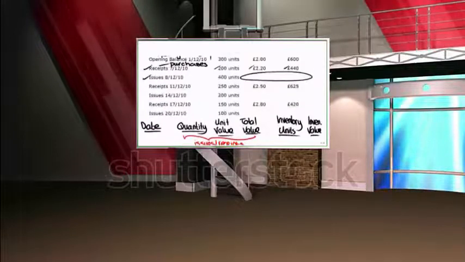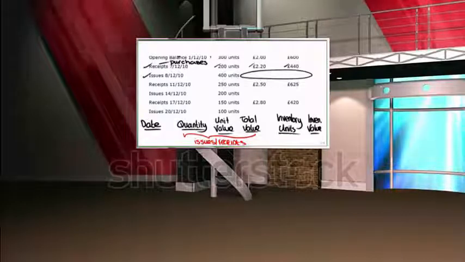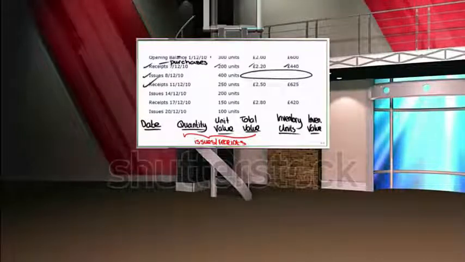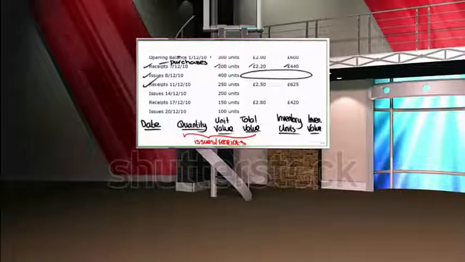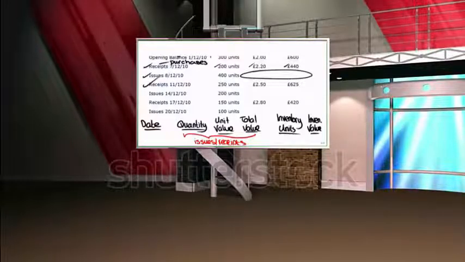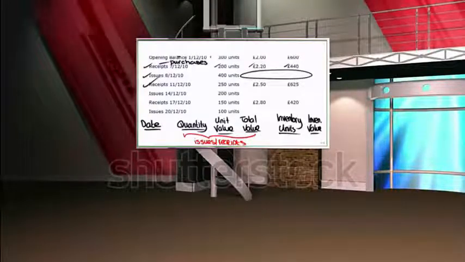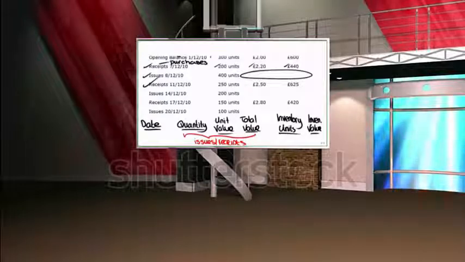What happens next? On the 11th of December, we have another receipt. Okay, so this should be straightforward. We just need to add this information in to our existing inventory.